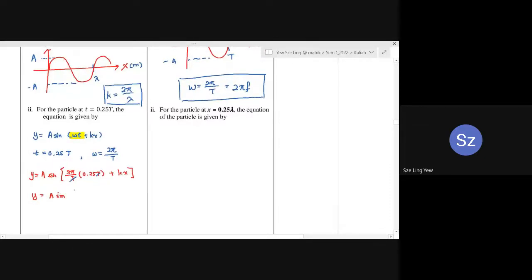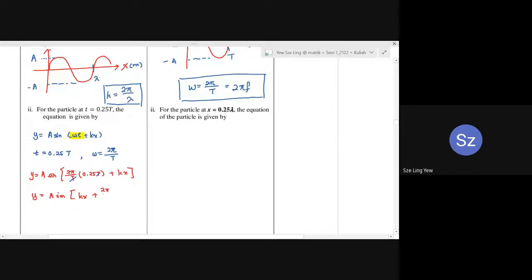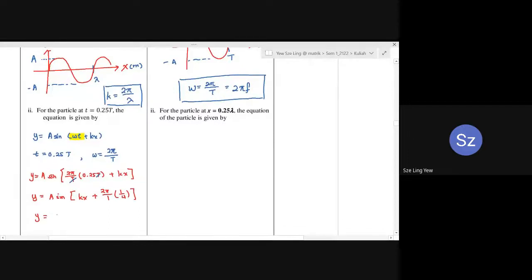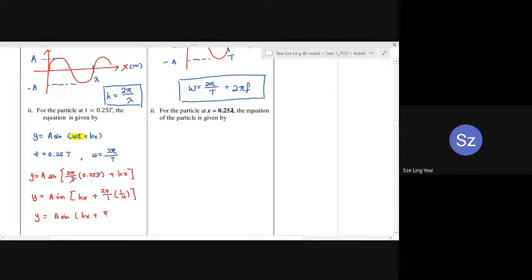Now, I want to change the position of these two things. I want to put the unknown at the front and then put the values at the back. So now I'm going to change it into kx plus 2 pi over 1. Okay, so 0.25 is actually 1 over 4. So I'm going to simplify it. So y equals A sine kx plus, 2 pi over 4 becomes pi over 2.